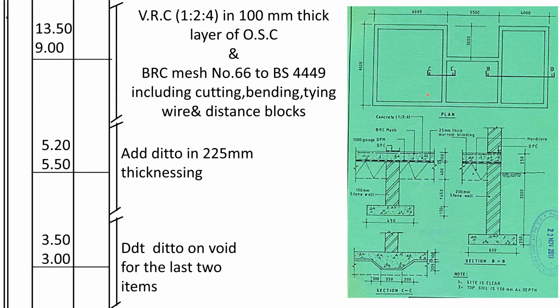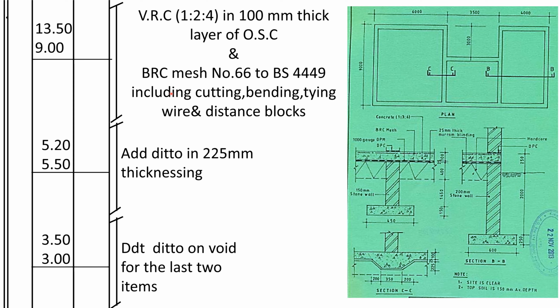Alright. So we shall go to vibrated reinforced concrete in 100 millimeters thick layer, oversight concrete. The oversight concrete is, we measure the external dimensions of the length and the width. The length is 13.5, the width is 9. And the same area we shall have the BRC mesh, number 66 to BS 4449, including cutting, bedding, tying wire and distance block. They are all assumed to be counted in.